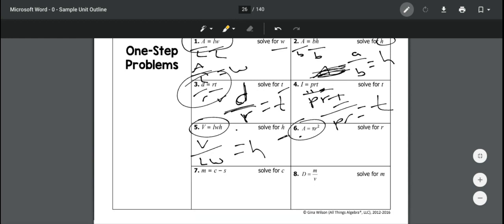Okay, so this one we're solving for r. So with r, we're first going to divide by pi on each side. So that gives us A over pi equals r squared. And then we need to get the r by itself. So the opposite of squaring a number is taking the square root. So we're going to take the square root of both sides. So that becomes r equals the square root of A over pi, and then you just leave it like this. So for space, I'm going to just circle that.